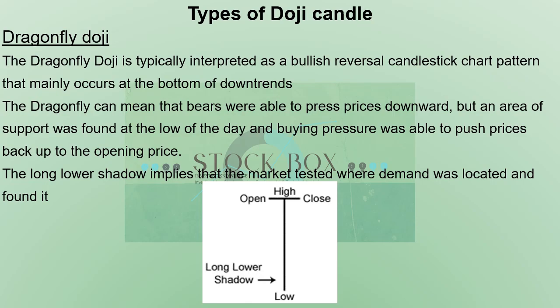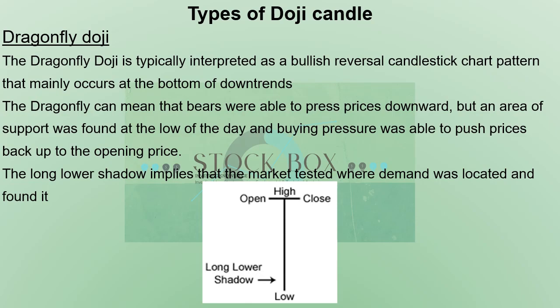Dragonfly can mean that bears were able to press prices downside, but an area of support was found at the low of the day, and buying pressure was able to push prices back up to the opening prices. The long lower shadow implies that the market tested where demand was located and found it.